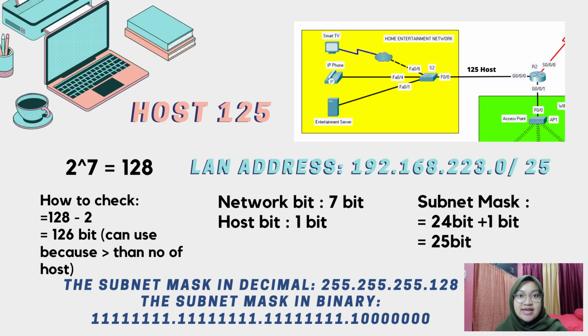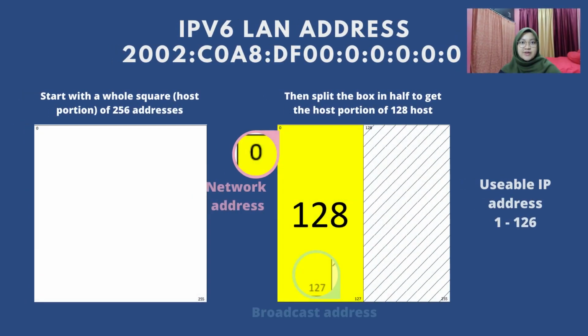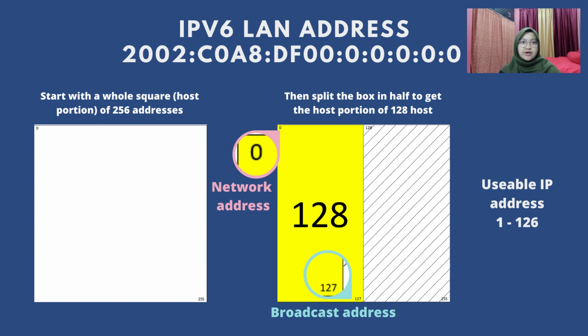So in conclusion, the LAN address for host 125 is 192.168.223.0/25. The last digit of the IP address can be found by using the box method of host portions in the next slides. For the box method, I started with a whole square, which is the host portions, consisting of 256 addresses. Then I split the box in half to get the host portions of 128 hosts. So the usable IP address is in the range of 1 until 126.